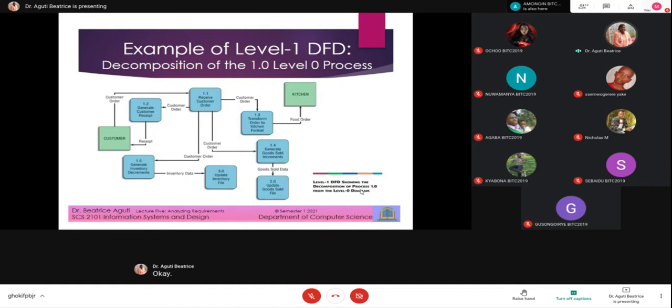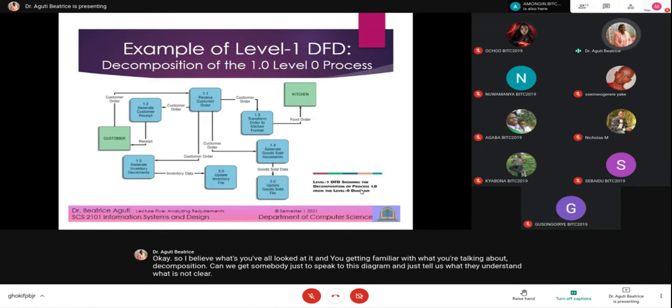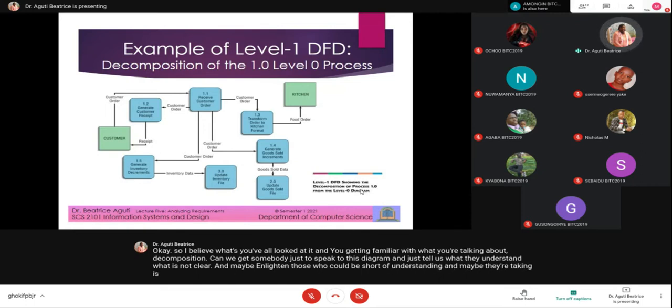Okay, so I believe most of you have all looked at it, and you're getting familiar with what we're talking about, decomposition. Can we get somebody just to speak to this diagram and tell us what they understand, what is not clear, and maybe enlighten those who could be short of understanding? Maybe it's taking them time to get acquainted with what we are doing with decomposition.